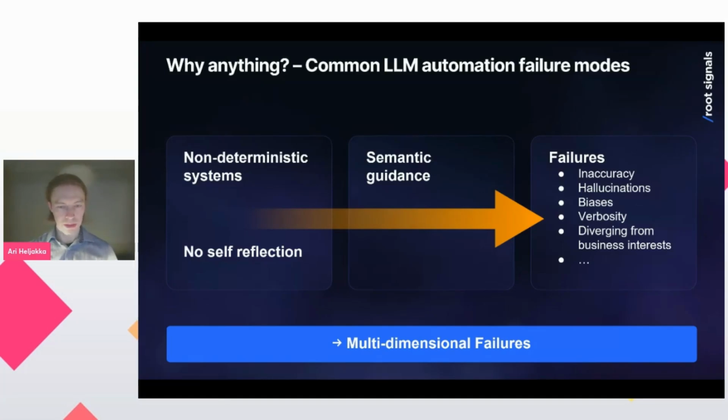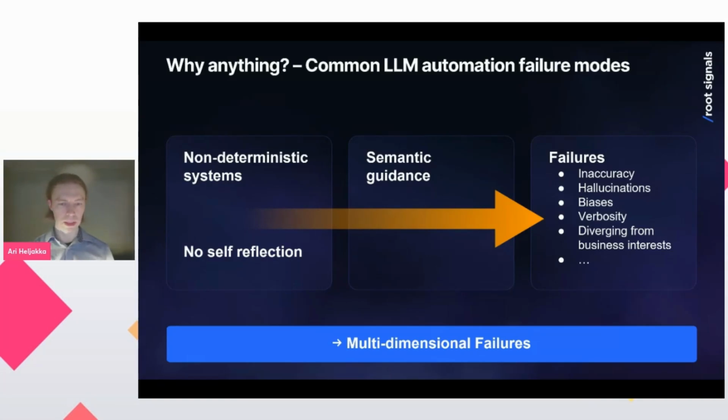The other aspect of this equation is the semantic guidance. When we are talking about guiding models with human language, it's really not possible to give the same kind of precision guidance as with software programming in the traditional sense. So this leads to the failures that we are pretty much familiar with by now, most famous being hallucinations and inaccuracies, and various interesting kinds of biases, and also interesting ways in which, for example, chatbots can diverge from the business interests of the people who created them, including some catastrophic answers to user questions, or annoying answers like recommending your products less than the products of your competitor, which might not be something you actually want to happen.